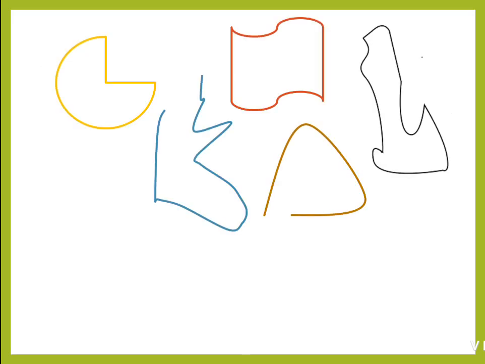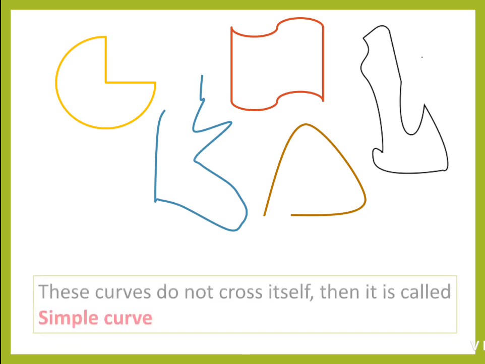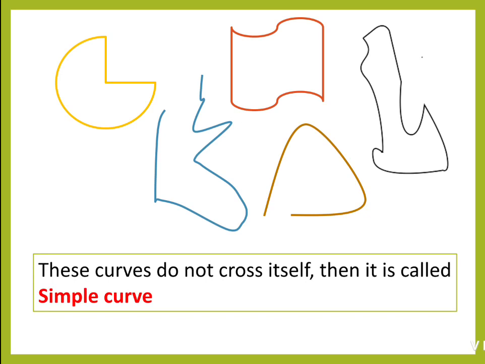Next, we can see another figures here. 5 curves are here. These 5 curves do not cross. They touch each other for closing its shape, but they do not cross each other. Listen, these figures cross itself, but these 5 curves do not cross. When curves do not cross itself, then it is called a simple curve.